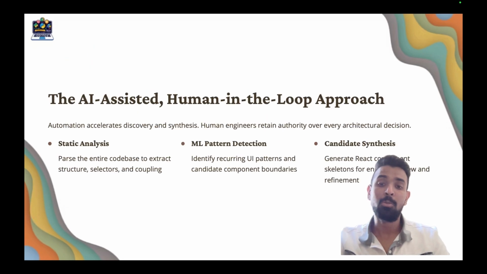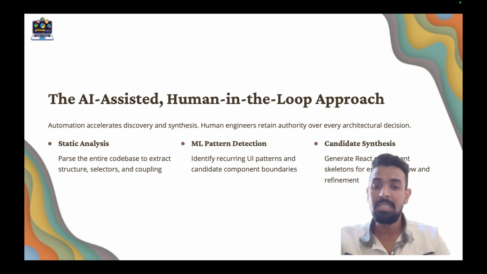AI-assisted human-in-the-loop approach. One principle remains consistent throughout this presentation. AI is an assistant, not the decision maker. Today, AI tools can analyze code, detect patterns, generate component suggestions, and even create regression tests. But enterprise software requires much more than code generation. It requires architectural judgment, business context, compliance considerations, and accountability. Those responsibilities still belong to experienced engineers.